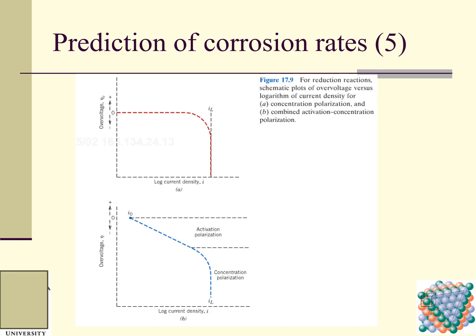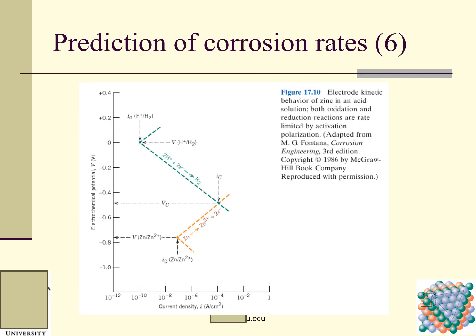And then this is the prediction of corrosion rates. This is the overvoltage eta, positive and negative. This is 0 here, and the log current density I. For this one, it is concentration polarization. And this second one is combined activation and concentration polarization. So this is activation polarization and this is concentration polarization.